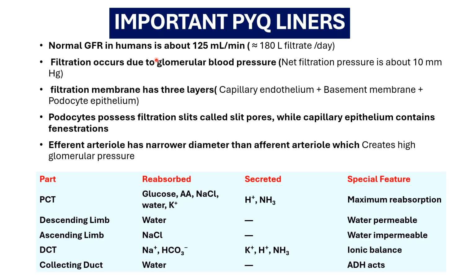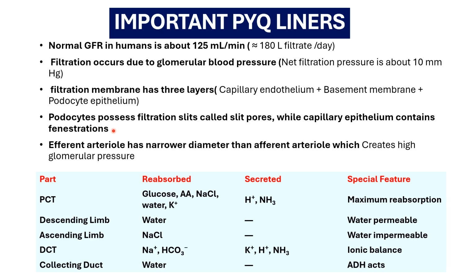Now, as we have completed the conceptual part, let's quickly see the important PYQ liners. Normal GFR is 125 milliliter per minute or 180 liter of filtrate per day. But what's the urine output? 1.5 liter per day. Now, ultrafiltration occurs due to glomerular blood pressure difference. Then what is the net filtration pressure? Net filtration pressure is 10 millimeter of Hg.